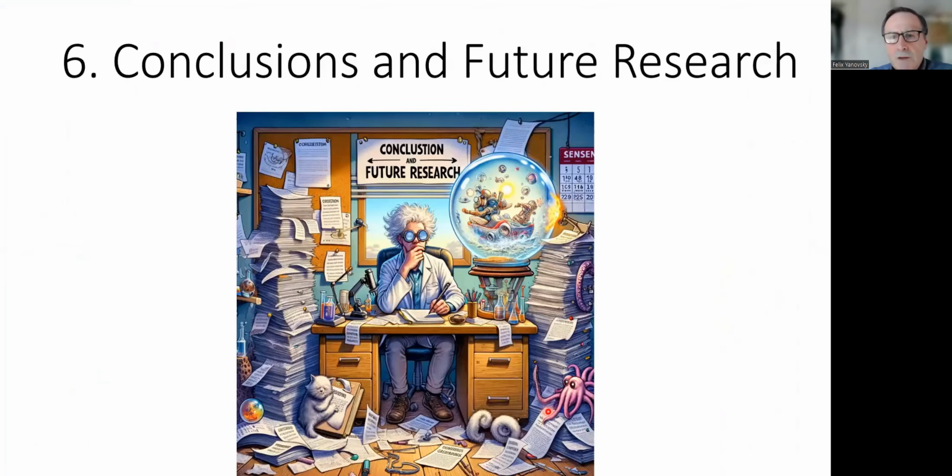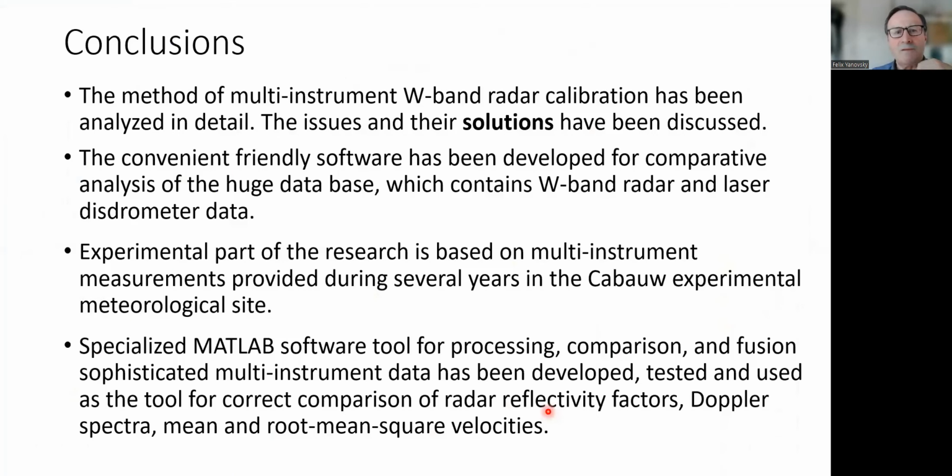And this is the time to think about the conclusions, and the conclusions are the following. The method of multi-instrument W-band radar calibration has been analyzed in detail. The issues and their solutions have been discussed. The convenient, friendly software has been developed for comparative analysis of the huge database which contains W-band radar and laser disdrometer data. The experimental part of the research is based on multi-instrument measurements provided during several years in the Cabauw experimental methodological site in the Netherlands.